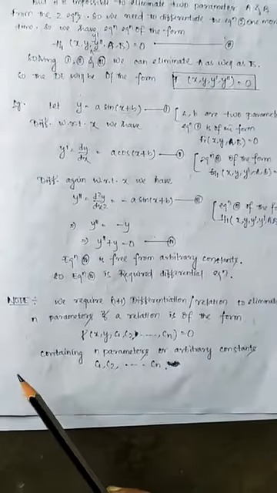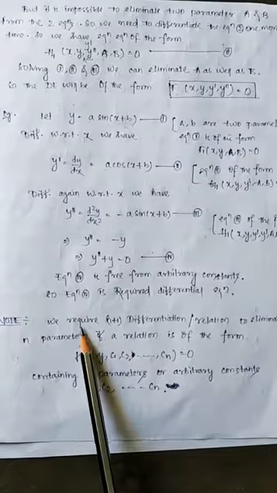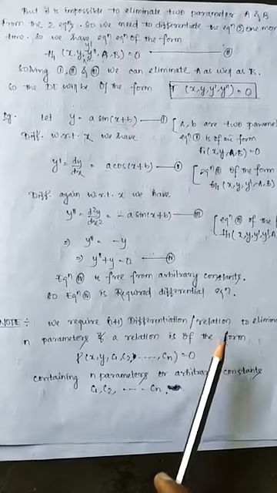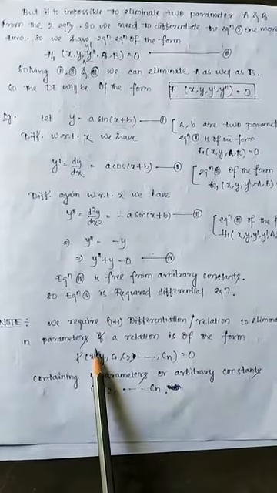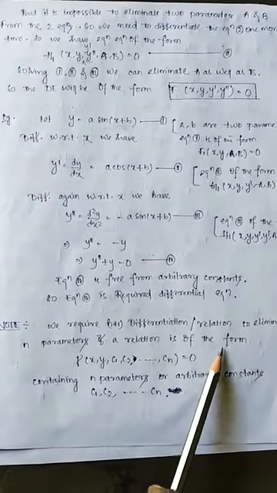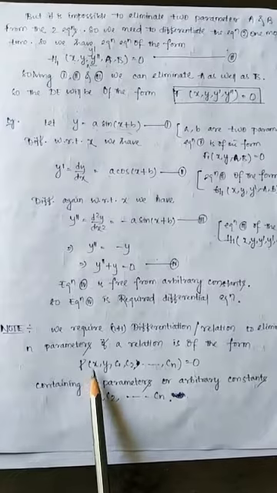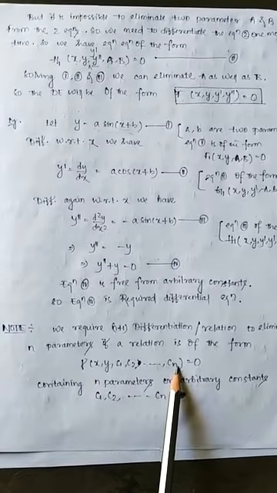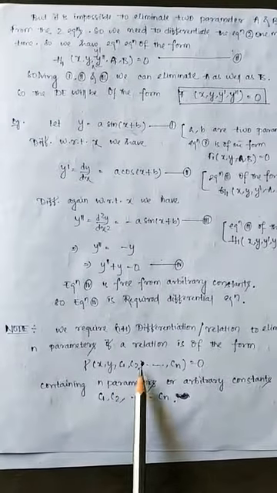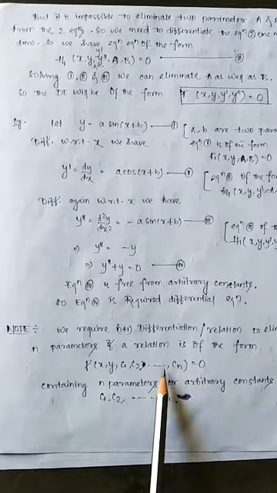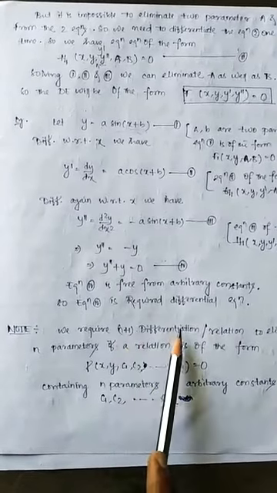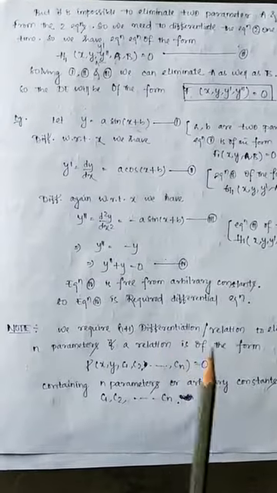So what we need to remember, one thing, we require n plus 1 differentiation or relations to eliminate n parameters if a relation is of the form f of x, y, c1, c2 up to cn equal to 0. That means if a function contains n arbitrary constants, that means c1, c2 up to cn, then we need n plus 1 relations. That means the original function 1 itself and the n successive derivatives.